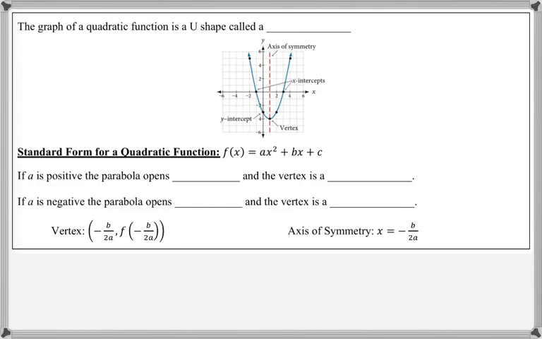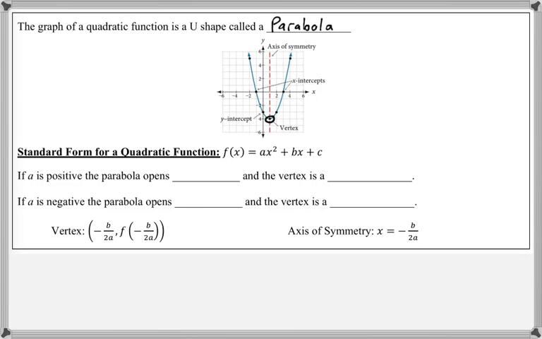The graphs of quadratic functions have a U-shape, and they're called a parabola. So this is very different from our linear functions, which were lines. So there's a lot of different aspects to a parabola. We have the vertex, which is like the most extreme point.